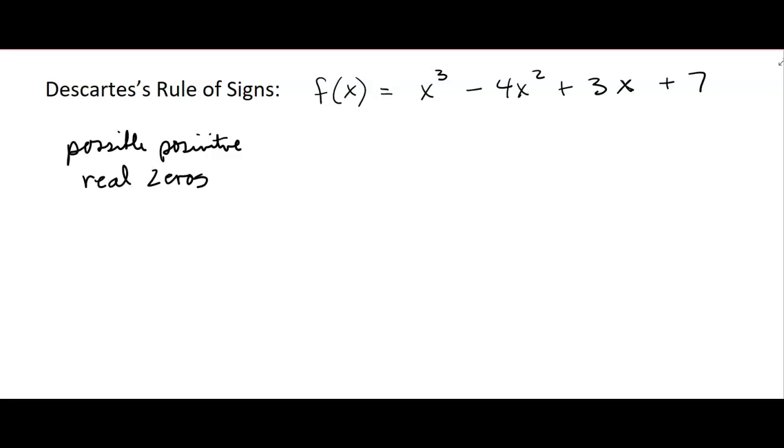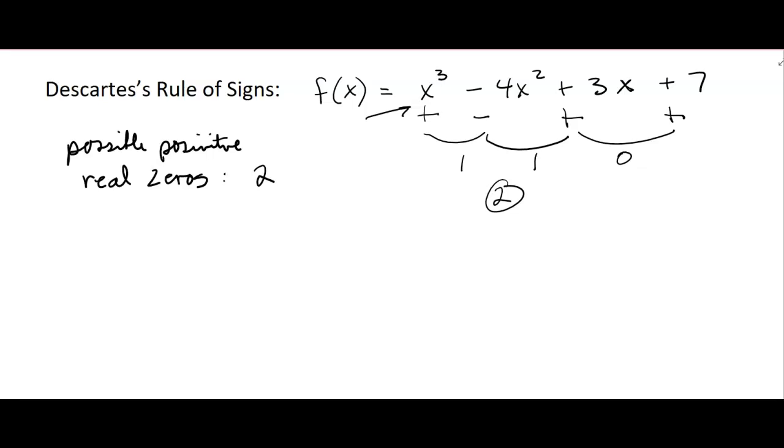You count the sign changes. The function has to be in standard form. We'll see how this is positive, but then this is negative, and then this one's positive, and this one's positive. So you're looking at the coefficients. So a positive to a negative, that's a sign change. A negative to a positive, that's a sign change. But positive to a positive, that's not a sign change. Okay, so that's what we're talking about, the signs changing. So how many sign changes were there? There were a total of 2, 1 plus 1 being 2. So that's how many possible positive real zeros there are.